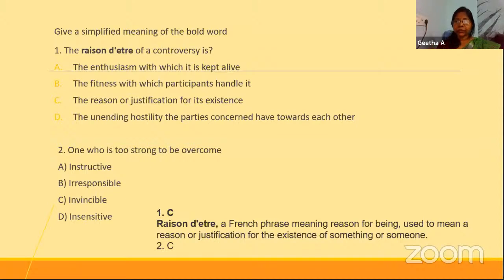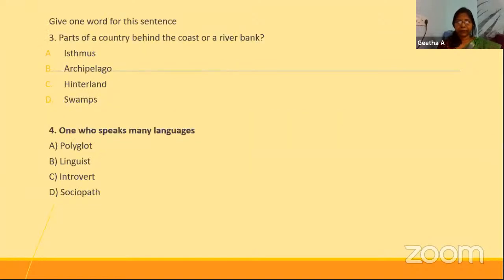Invincible is again too strong. That is what the whole thing is about. To be overcome. Okay, so we will look into the next one.